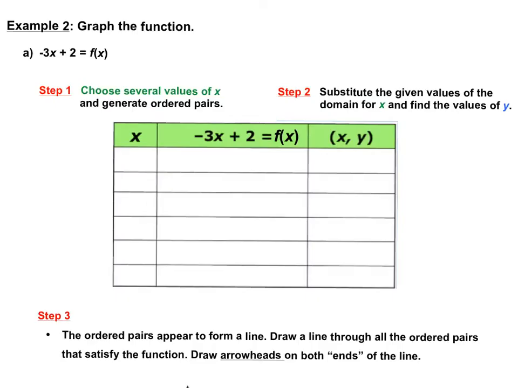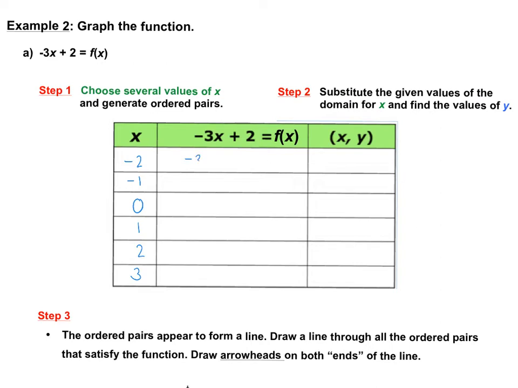So here we're told to graph the function, but we're not given a domain. We can pick any real number that we want to. So I can pick negative 2, negative 1, 0, 1, 2, 3. But you could pick any other numbers if you wanted to. I'm just randomly choosing those numbers for my x values. And then I'm going to plug it in to equal my f of x.